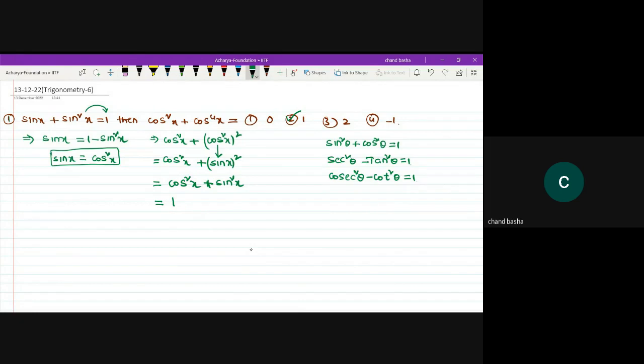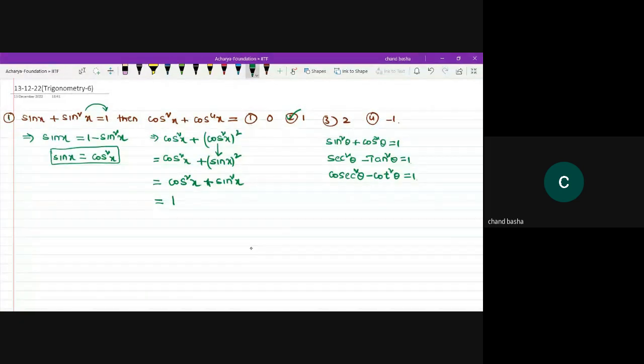Hope you can understand the first one. This sin square will be on the right hand side. I can have the relation sin x is equal to cos square x. Cos square plus sin square, if it is there, then it will become 1, right? Let's go for the second problem, problem number 2. Sin square alpha divided by 1 plus cot square alpha.